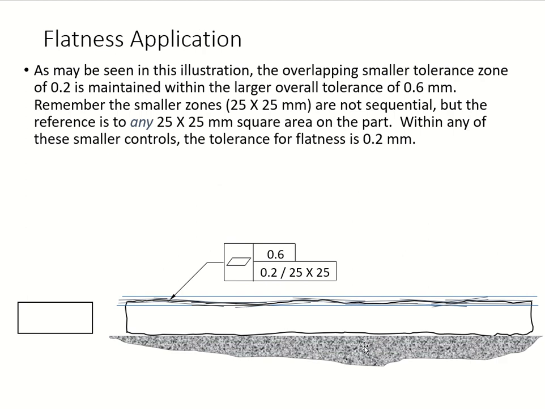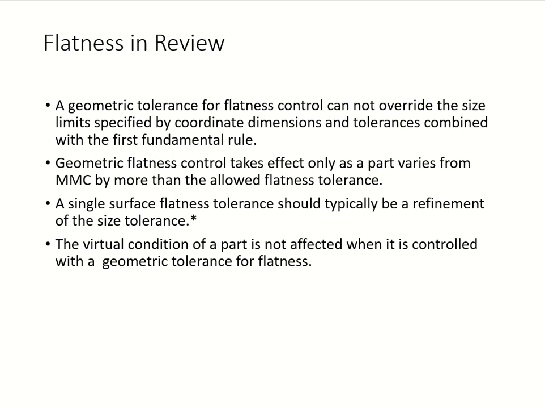So let's take a look at it. Now we draw. Here is your surface, and here is our first zone, right? And the leader line is showing you the surface right here. This 25 times 25 is telling you about your area. So any 25 by 25 on this part is okay, and the tolerance is 0.2 for that condition. Again, your geometric tolerance for flatness cannot override your size limit. You've got to be in it.